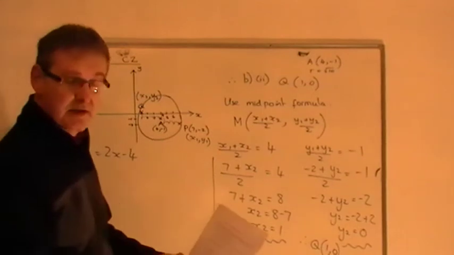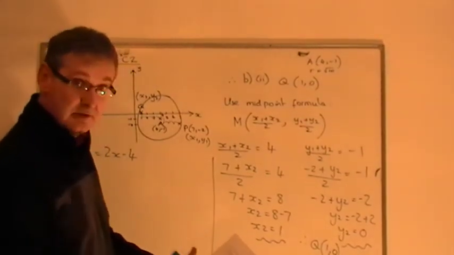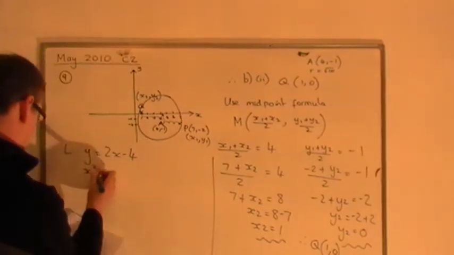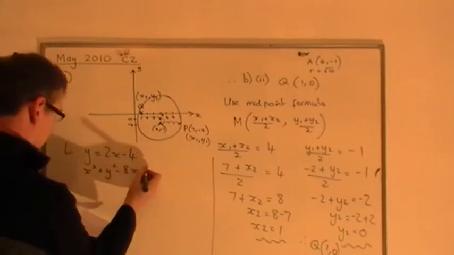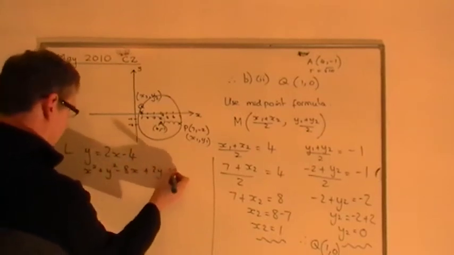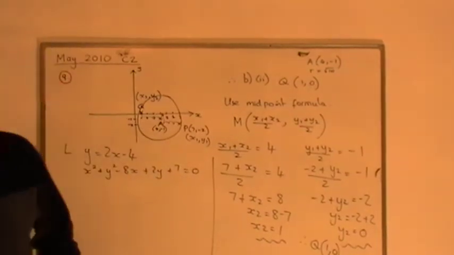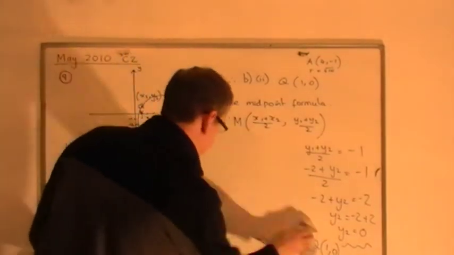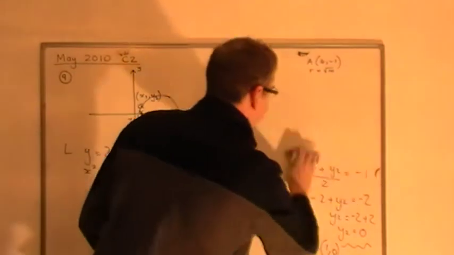I'll actually use the equation of the circle as it's quoted in the question. I won't use the bracket notation. I could if I wanted to, but I'll use what they actually used. It's this: x squared plus y squared minus 8x plus 2y plus 7 equals 0. There's the equation of the circle. Okay, I'll just get rid of this now. Make some space so you can see what's going on.